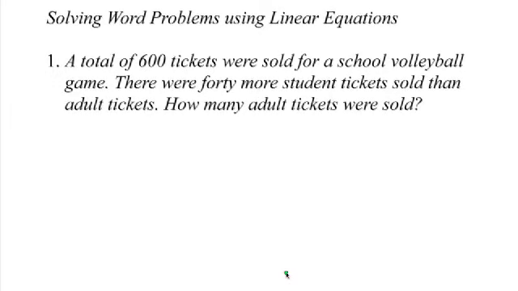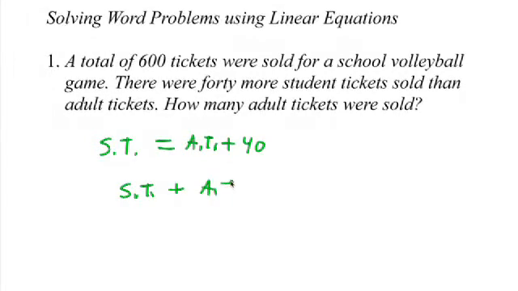Let's call the number of adult tickets X. So I now know this. I know the number of student tickets, which is X plus 40, plus the number of adult tickets, which I've already decided to call X. That should equal 600. So this says that 2x plus 40 should equal 600.